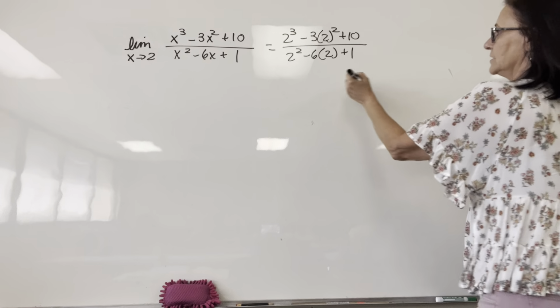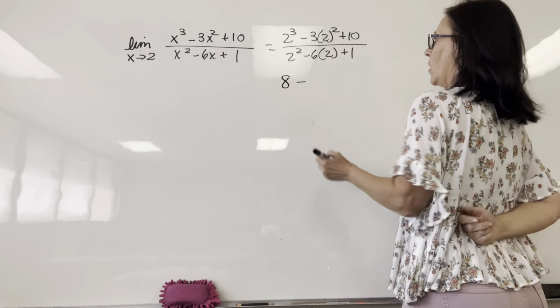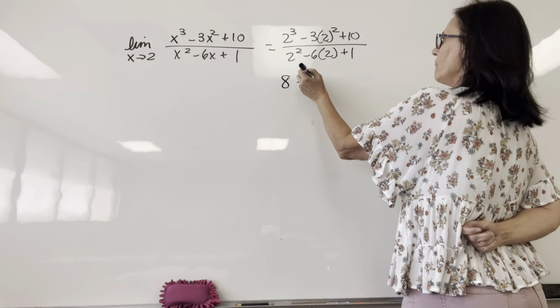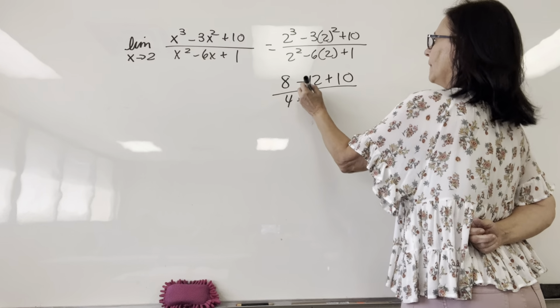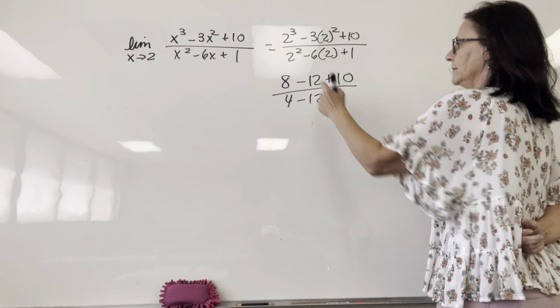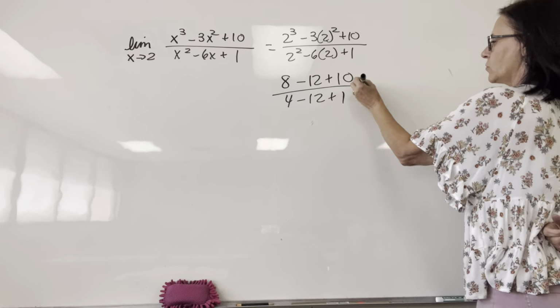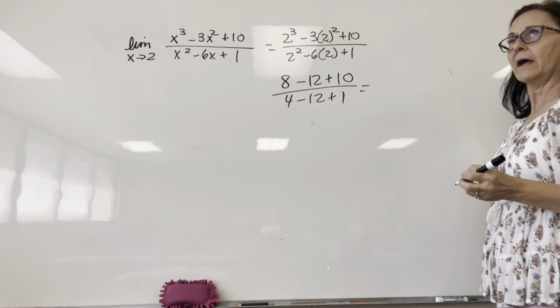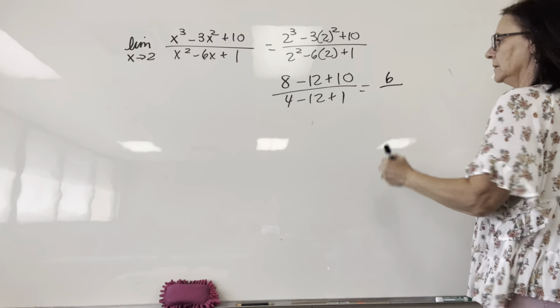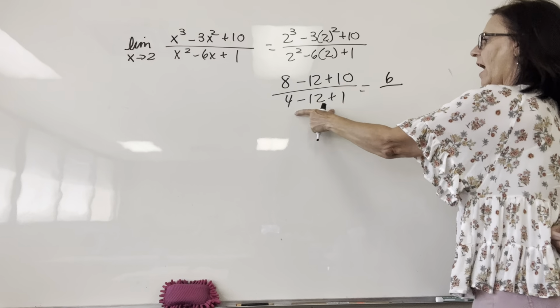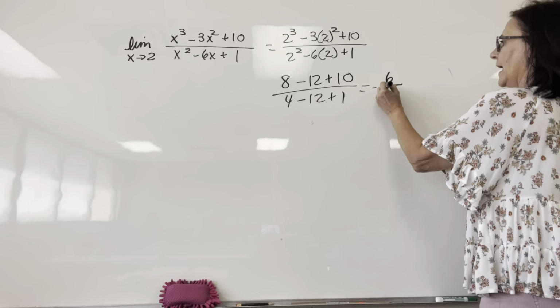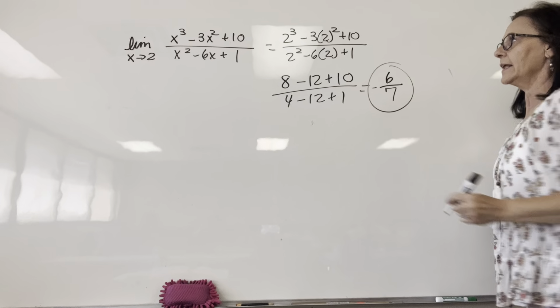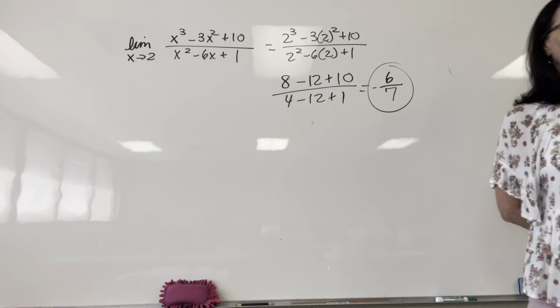That's 8. Let's just do it. 8 minus 12 plus 10 over 4 minus 12 plus 1. So that's 18 minus 12, which is 6. 5 minus 12 is -7. So my limit is -6/7.